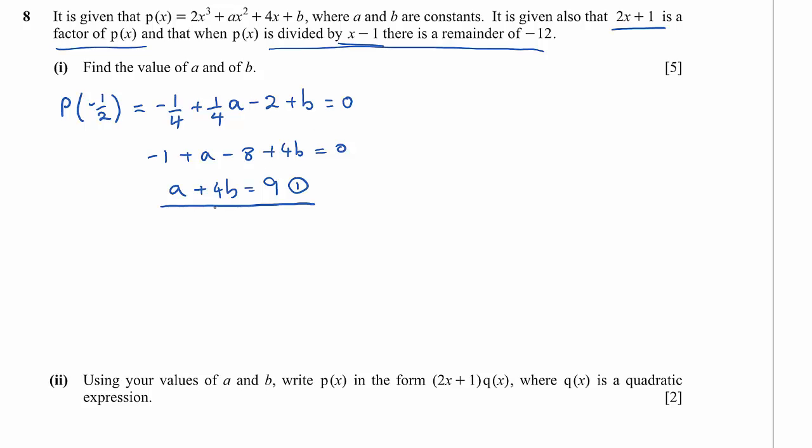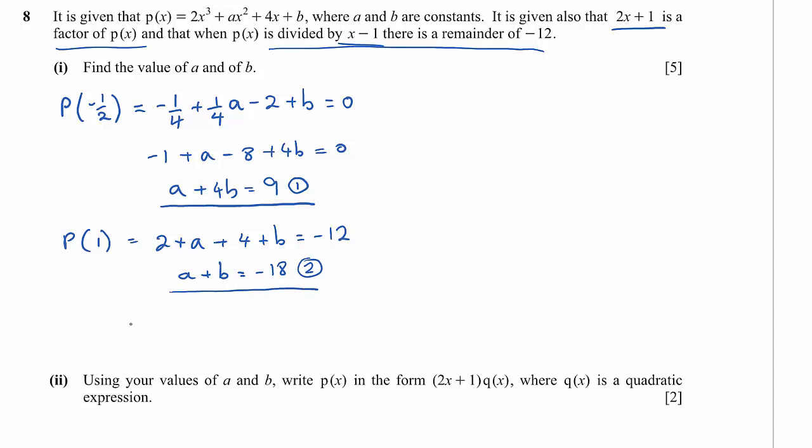Now, dividing by x minus 1, we want to evaluate p of 1, which is going to be 2 plus a plus 4 plus b, and we know that that's going to come to negative 12. So that gives me that a plus b is equal to negative 18. Let's call that 2. And then if I do equation 1, take away equation 2, that gives me 3b is equal to 27, and therefore b is equal to 9.